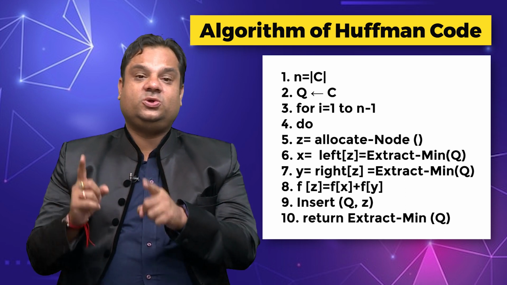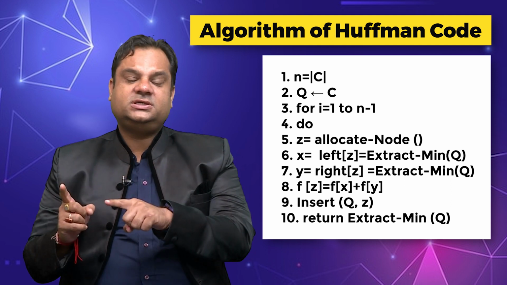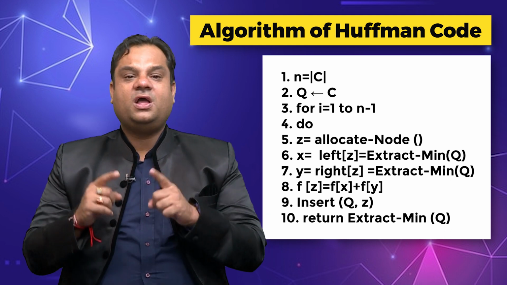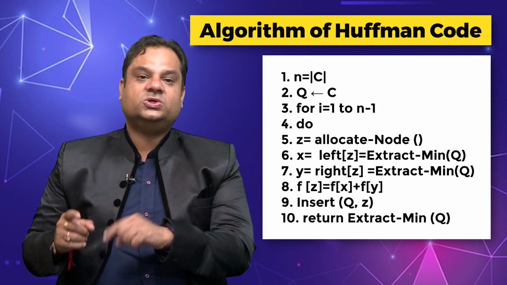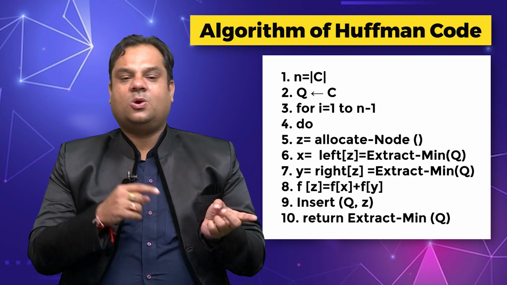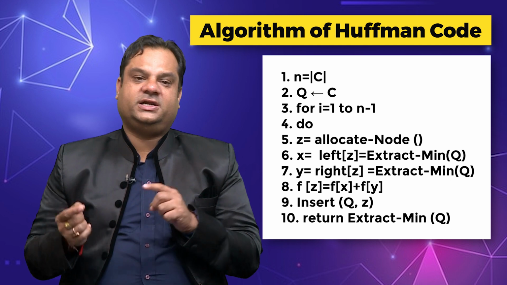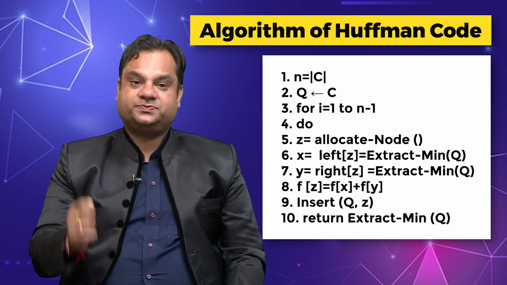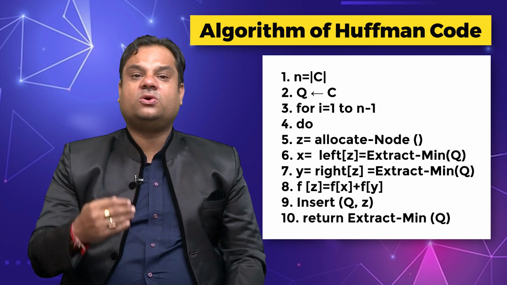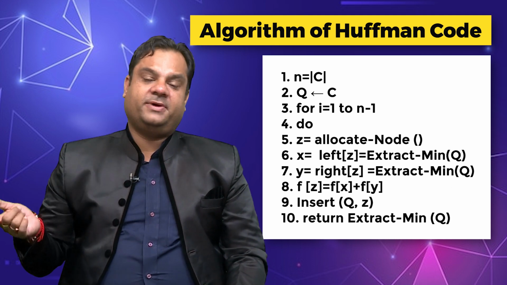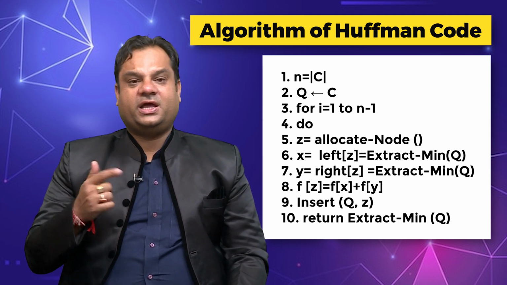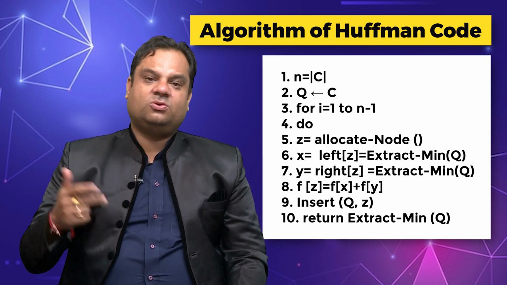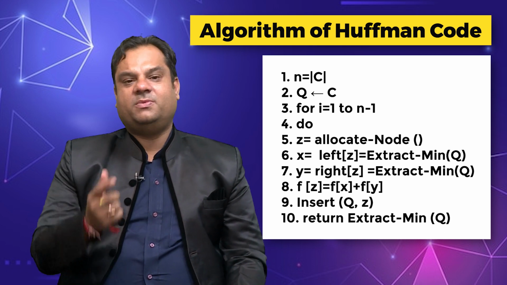frequency characters, you add both of them and insert the result into Z by the function f of Z equals f of X plus f of Y. So you insert Q comma Z, that is, the value of Z inside Q becomes a parent node, and return extract minimum Q. This process continues up to i equal to n minus 1. First i equals 1, then i equals 2, up to n minus 1, which is 5 minus 1, that is 4.